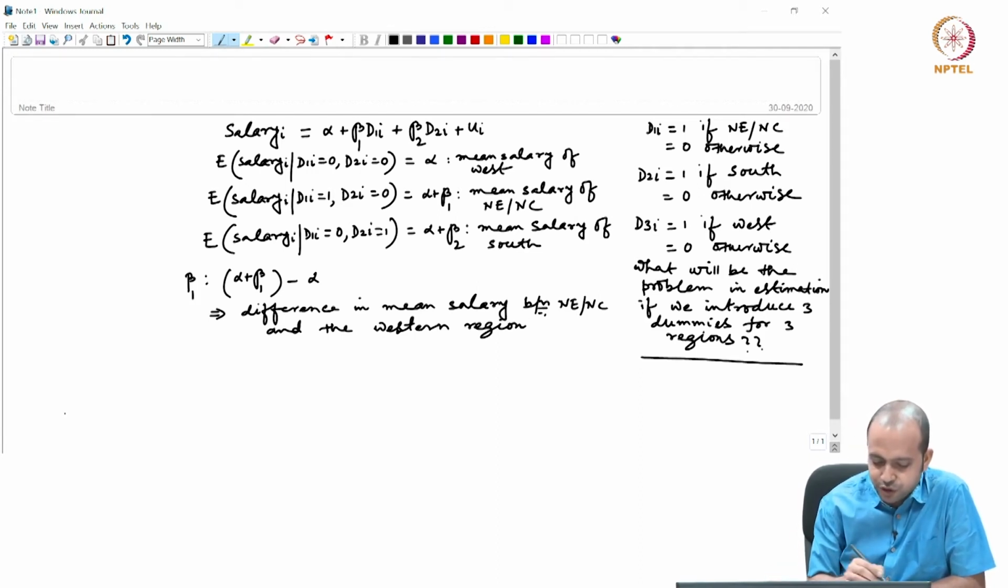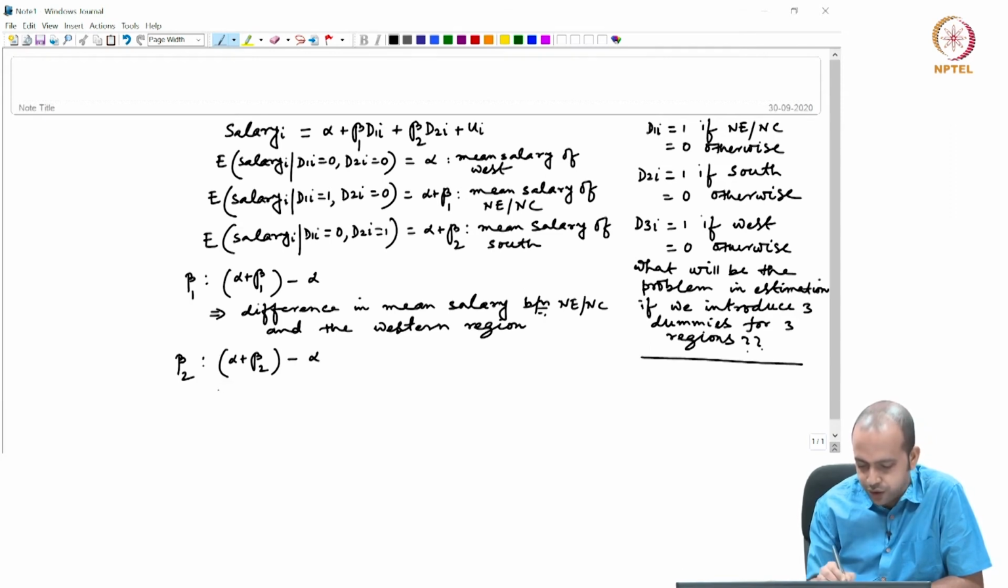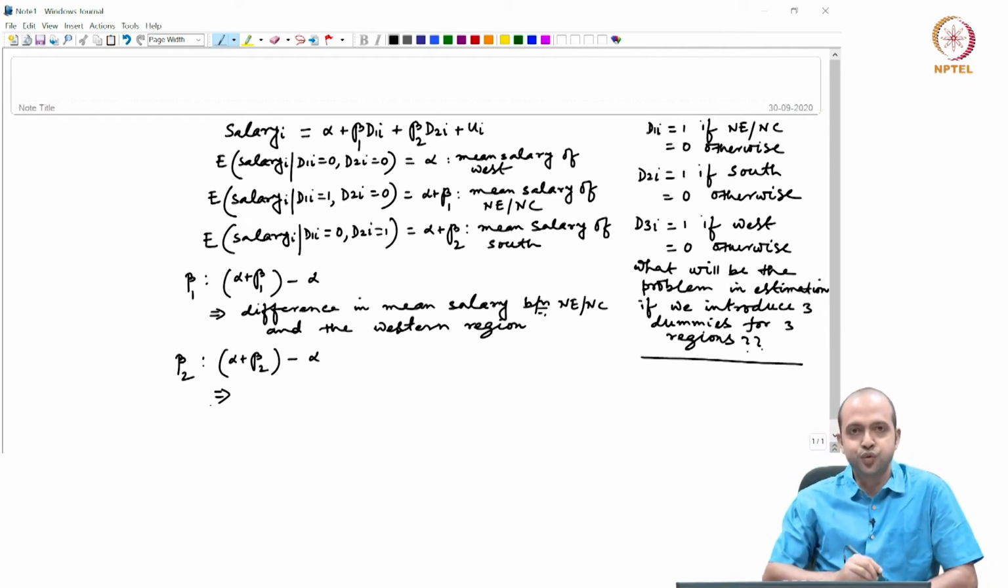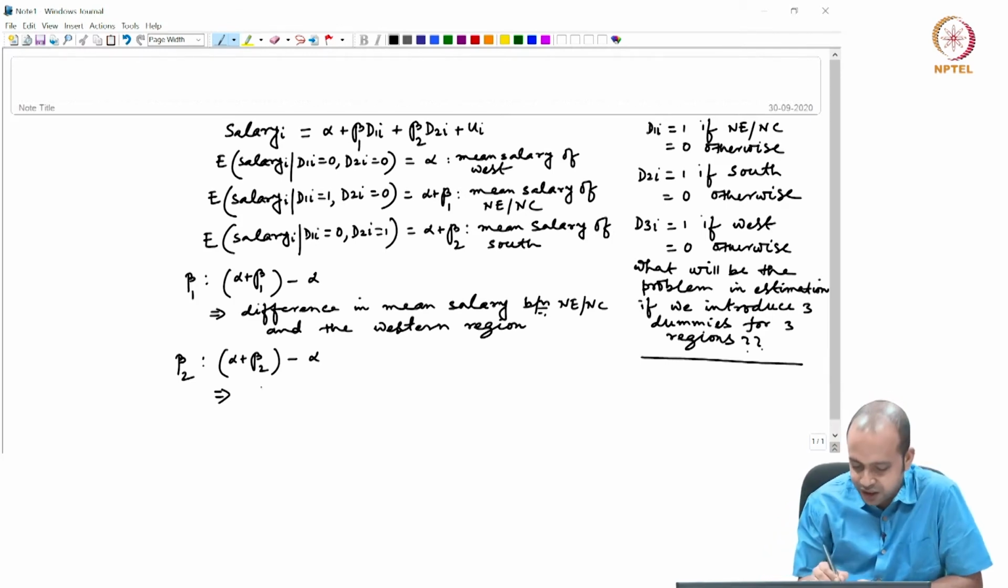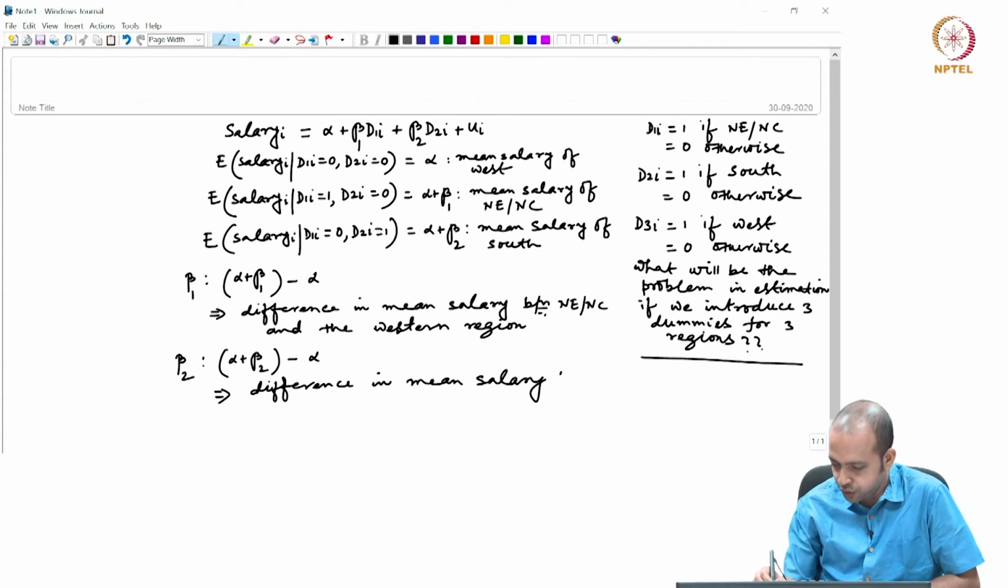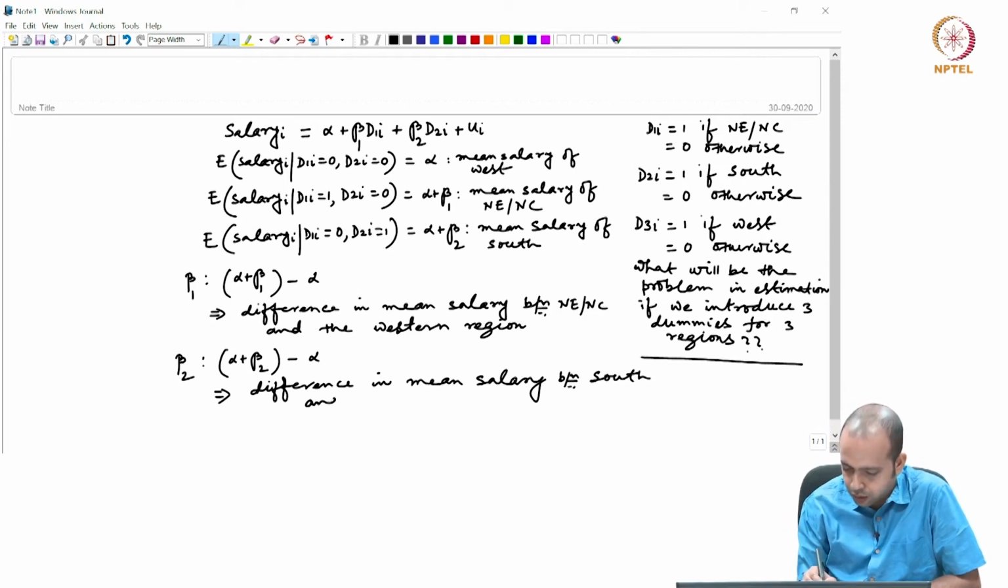Okay. Now, we will derive the interpretation of beta 2. How can you derive beta 2? The same way, alpha plus beta 2 minus alpha. So, beta 2 indicates the difference in mean salary between the southern region and the base category, which is west. Okay. So, beta 2 indicates the difference in mean salary between south and the western region.